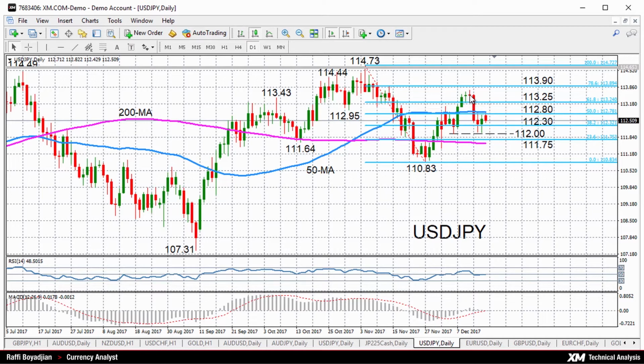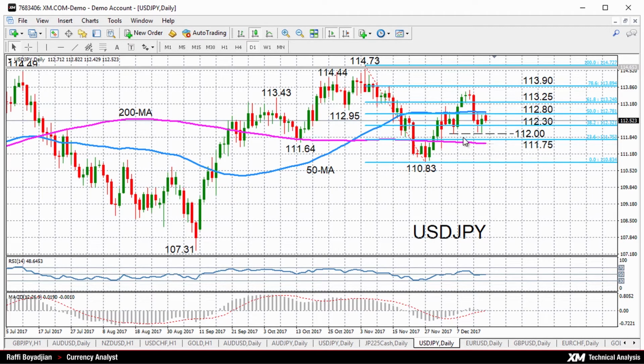We would need to see prices targeting the earlier December peak of 113.74 in order to regain sufficient upside momentum to retest the 78.6% Fibonacci at 113.90, as well as the November top of 114.73. Failure to beat that top of 114.73 would mean that the medium-term neutral outlook will hold for a while longer.